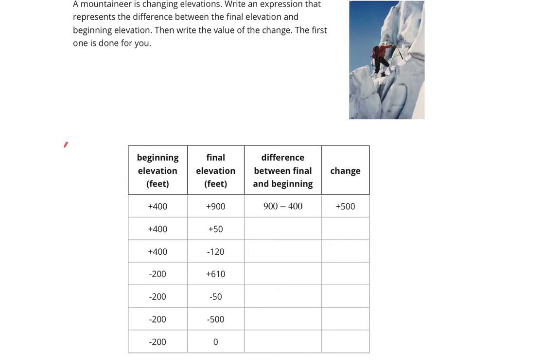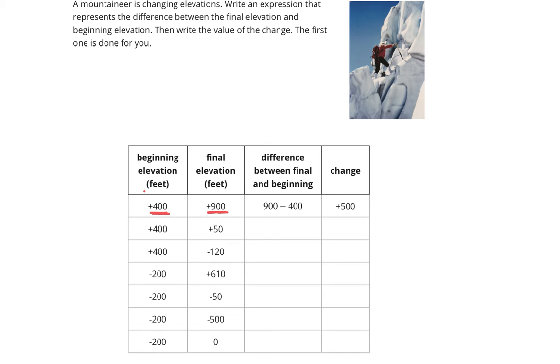Then we're going to jump over to the next activity, talking about altitude here, expressions with altitude. Mountaineer is changing elevations. Write an expression that represents the difference between the final elevation and the beginning elevation, then write the value of the change. First one is done for you. So we're going to fill out this chart. First one says the beginning elevation is 400 feet. So positive 400 means he's 400 feet above sea level, or 400 feet maybe up that mountain. His final elevation is 900 feet.